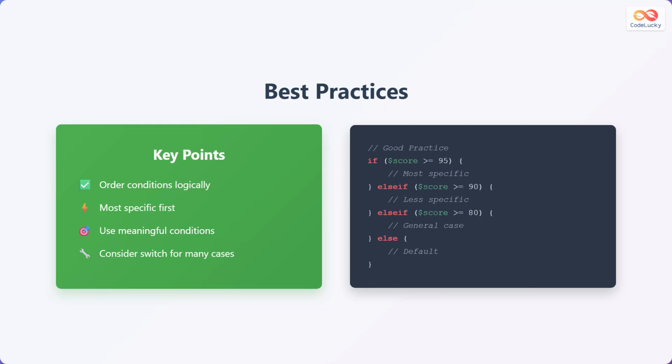In the code example, we see a good practice of ordering conditions from most specific to general. If the score is greater than or equal to 95, it handles the most specific case. Then, elseif handles less specific cases, and the else block provides a default action.